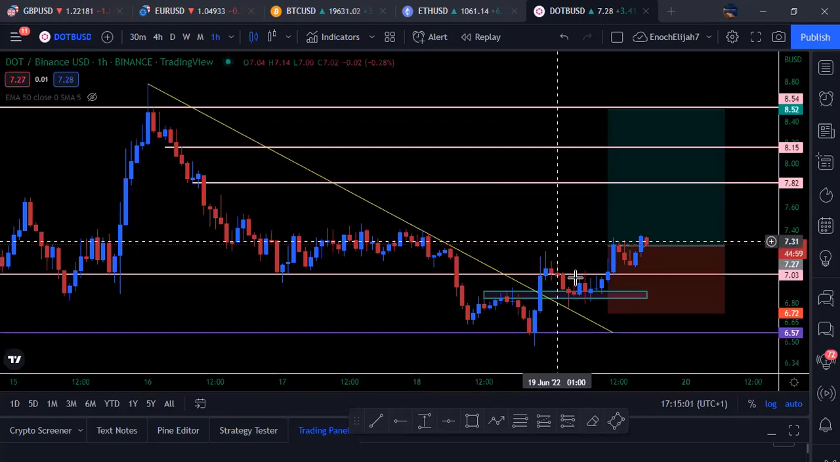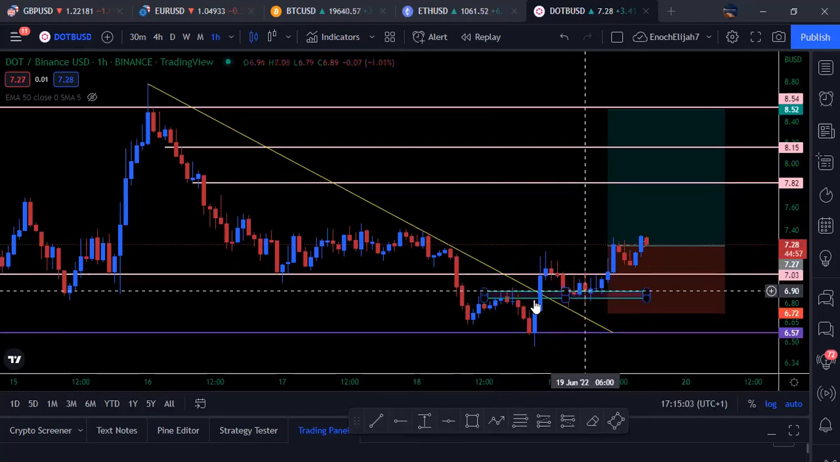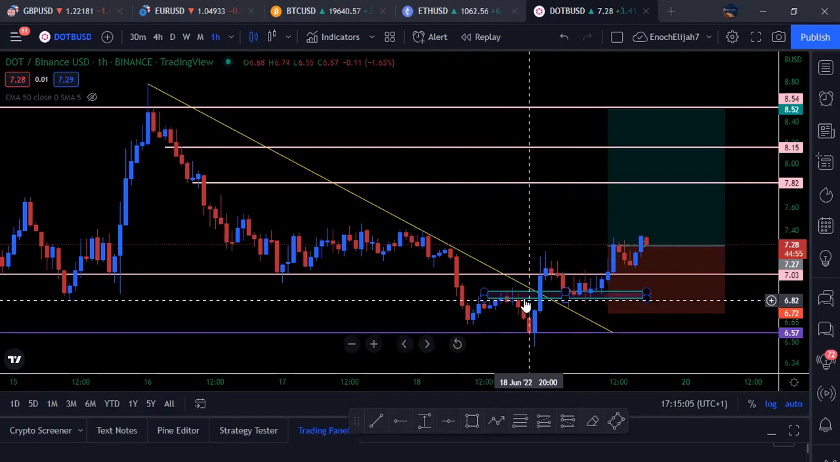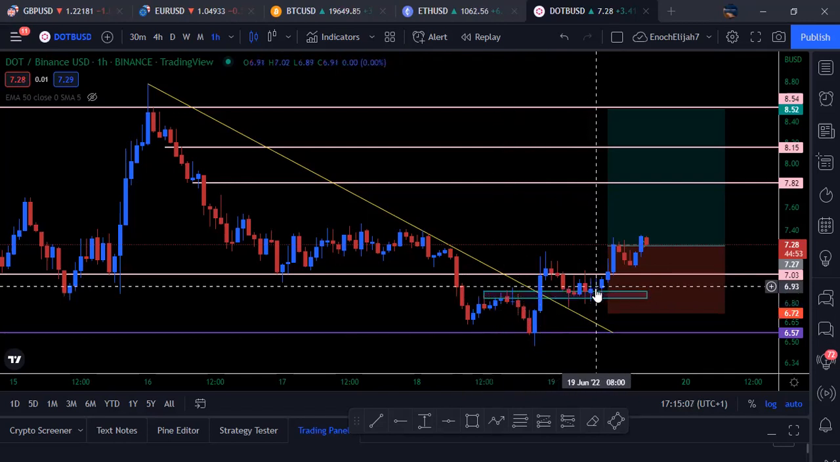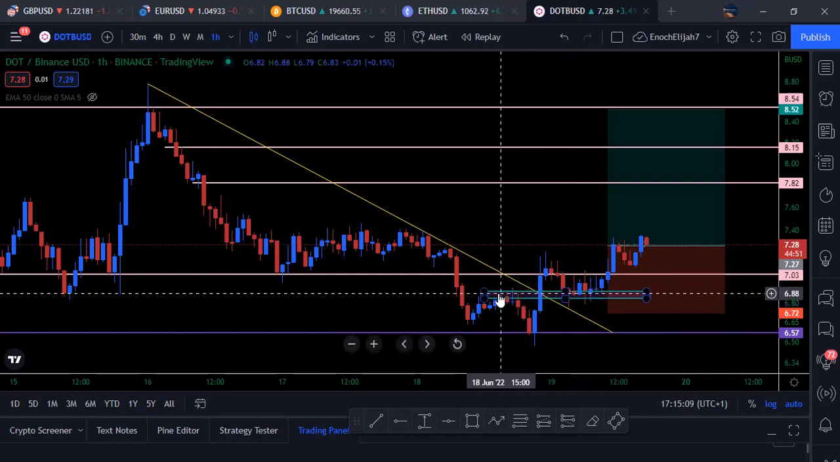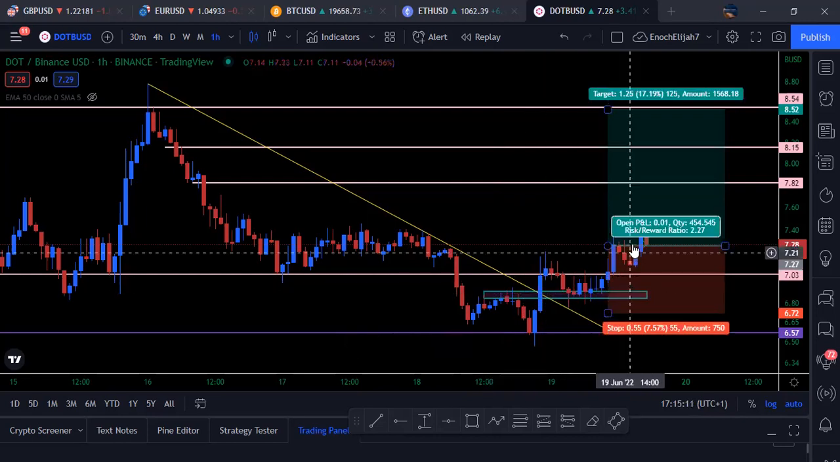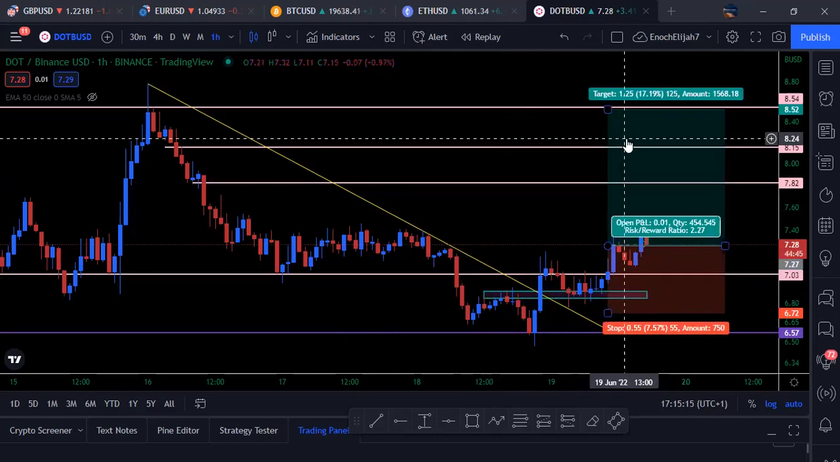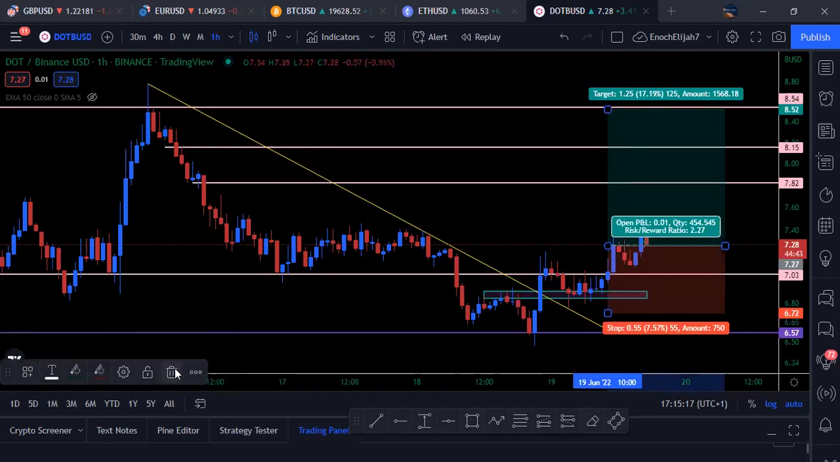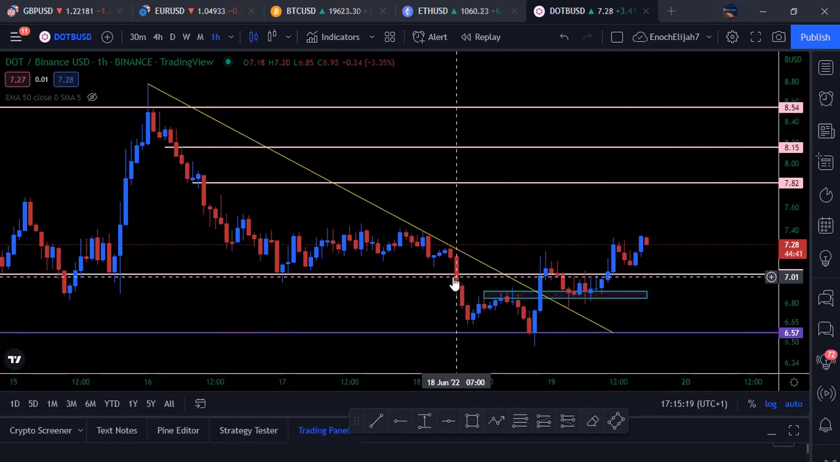Then price pulled back to test that trend line plus the last lower high, and then price went up to create another higher high. So that's why we entered. These are our targets. Now, overall, this is a good trade.